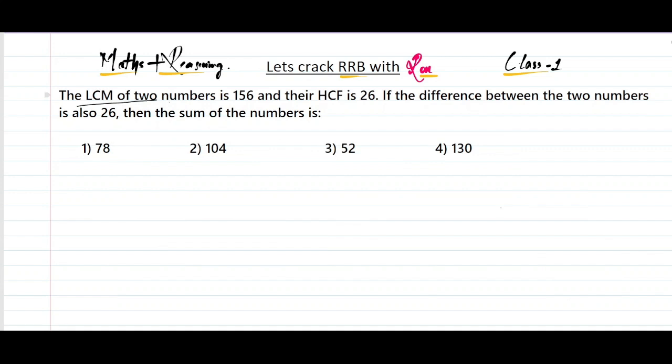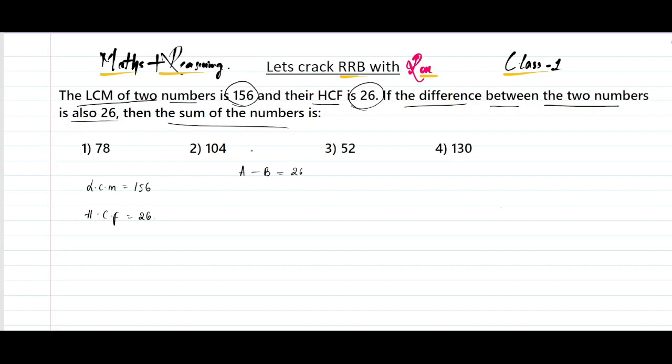See this question. The LCM of two numbers is 156 and their HCF is 26. So here they are given LCM is 156 and HCF is 26. Okay, and they are also given that the difference between the two numbers is 26. So if I assume one number is A and another number is B, the difference of these two numbers is 26. They asked us to find the sum of the numbers. So we need to find A plus B.